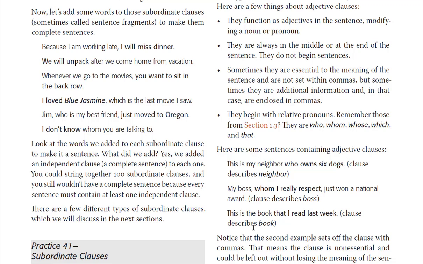Here are some sentences containing adjective clauses. This is my neighbor who owns 6 dogs. Therefore, this whole clause, who owns 6 dogs, modifies the word neighbor. My boss, whom I really respect. So whom I really respect is an adjective clause that modifies boss. This is the book that I read last week. And that I read last week is the adjective clause that modifies book.